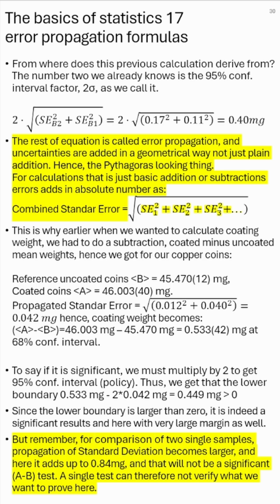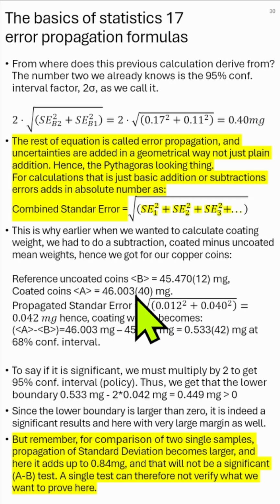So that means the absolute value of the standard error is important. If that is low, then we have a higher possibility to prove that our difference is significant, right? If we repeat what we did earlier, then we had the reference uncoated coin sets, the B set, the before set's mean value was 45.470 milligram with standard error 0.012 milligram. The coated coin's mean value, the A set, was 46.003 milligram, standard error 0.040 milligram.